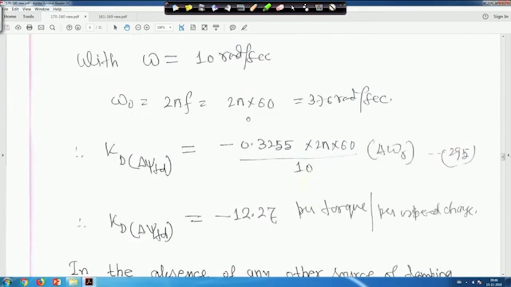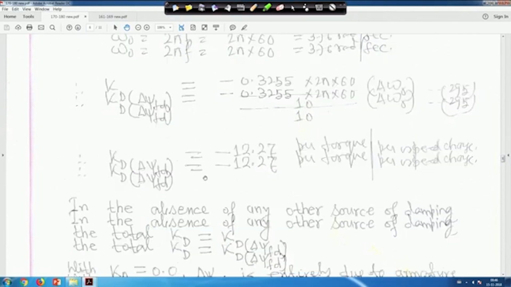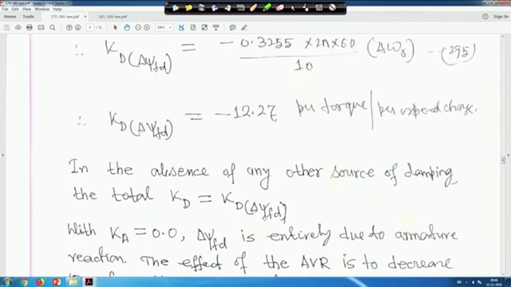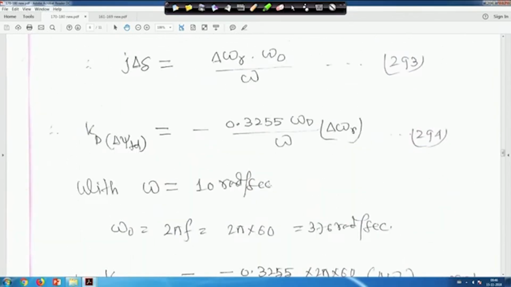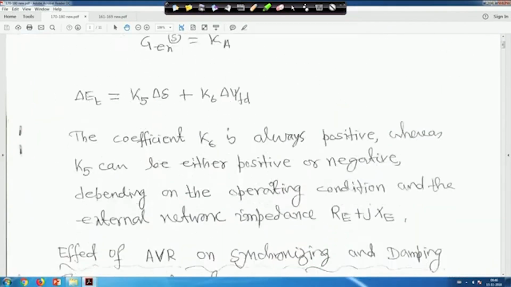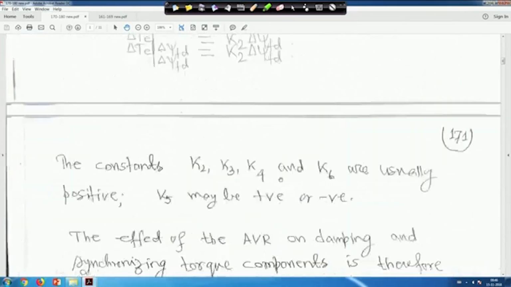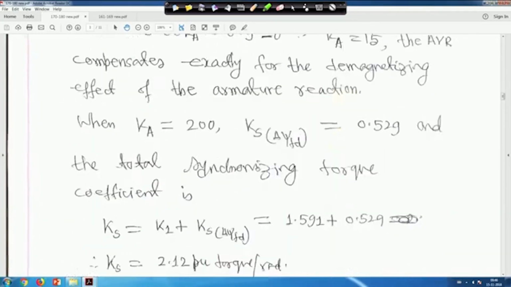So if you simplify, it becomes Kd delta psi FD is equal to minus 12.27 per unit torque divided by per unit speed change, right. So, in the absence of any other source of damping, the total Kd will be Kd delta psi FD, because in the previous page we have to consider that Kd is equal to 0 for this analysis, right.